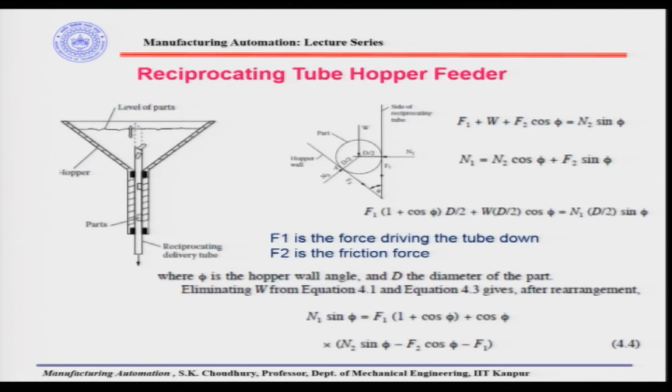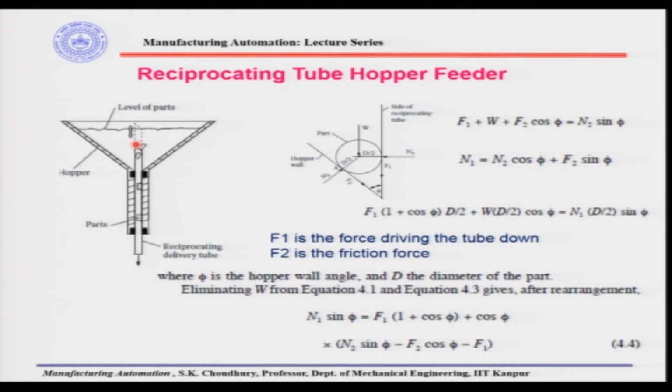Now, our next feeder. For the small parts, we have discussed the vibratory bowl feeder. The next feeder we will be discussing is the reciprocating tube hopper feeder. Now, how does it work? Here there is a feeder, there is a bowl, and the mass of the small parts will be inside the bowl. Within the bowl, through the mass of the parts, there is a hollow tube which reciprocates, goes up and down.